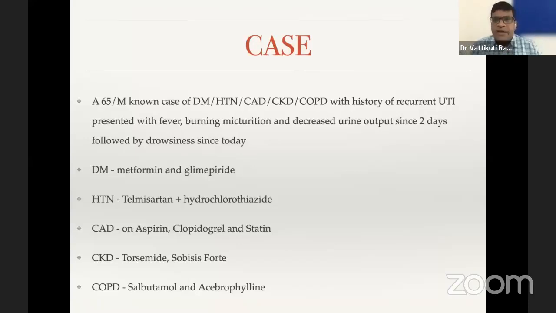If you look at his medication history, he is a known diabetic who has been on oral hypoglycemic agents, that is metformin and glimepiride, and he's known hypertensive on telmisartan and hydrochlorothiazide, known coronary artery disease on aspirin, clopidogrel, and statin, known chronic kidney disease on diuretics, that is torsemide, and oral bicarbonate, that is Sobicis 4. And is also known chronic obstructive pulmonary disease on inhaler salbutamol and tablet acebrophylline.